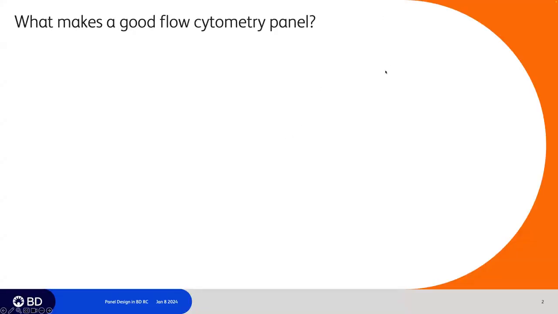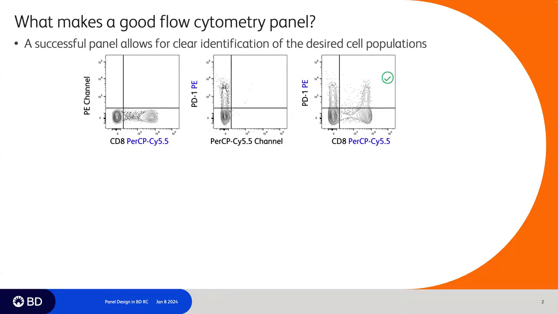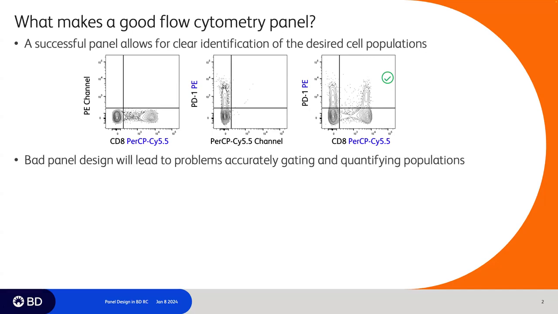What makes a good flow cytometry panel? A successful panel allows for clear identification of the desired cell populations. So in this case, you can see that this is a good panel design because you can clearly identify and gate on the PD1 positive events for both the CD8 negative and positive populations. Bad panel design will lead to problems accurately gating and quantifying populations.